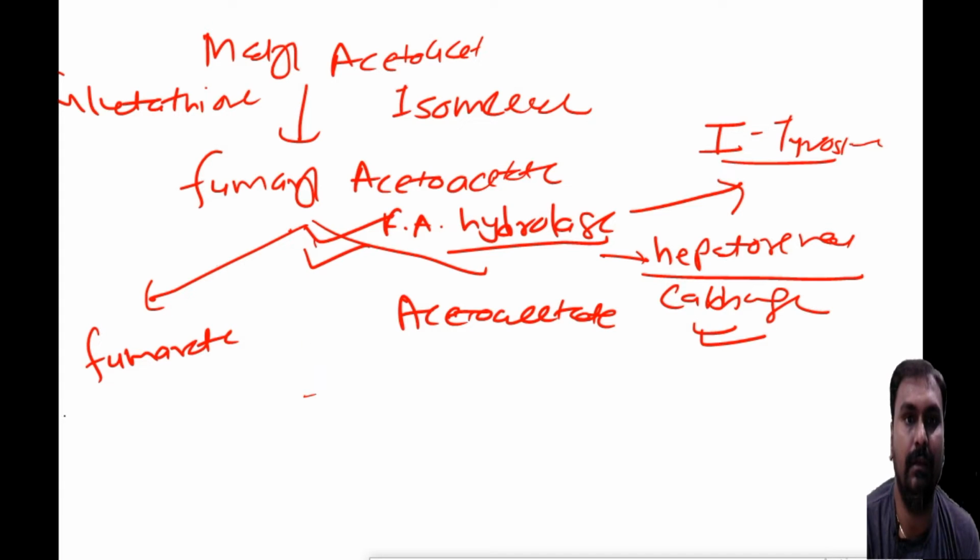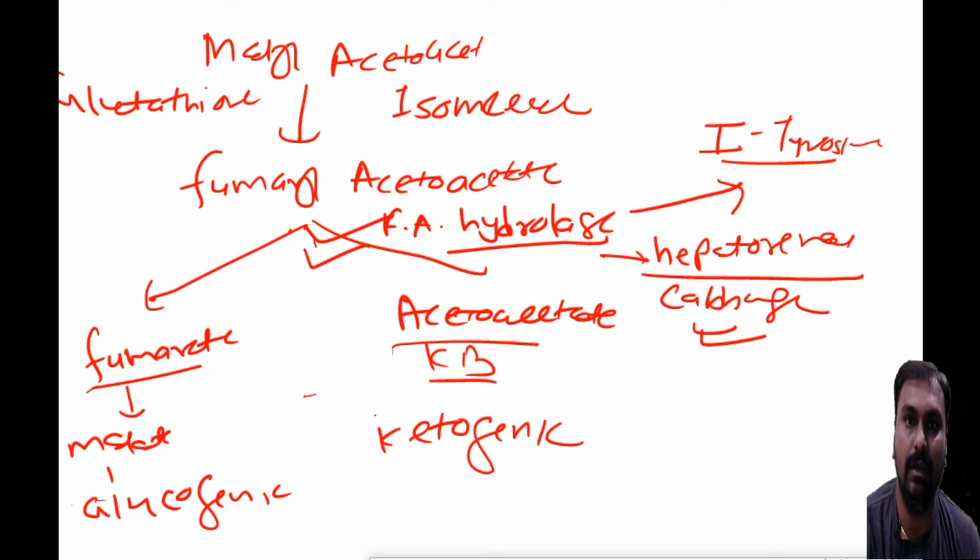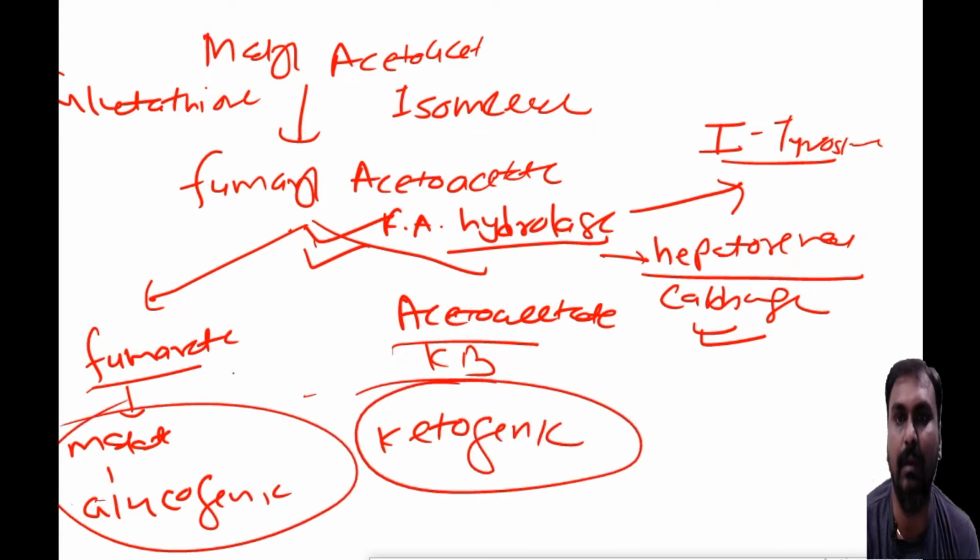This fumarate can be converted to malate, oxaloacetate, and ultimately it is a precursor of gluconeogenesis, so it is called glucogenic. While acetoacetate is a ketone body, that's why phenylalanine and tyrosine are both called glucogenic and ketogenic amino acids.